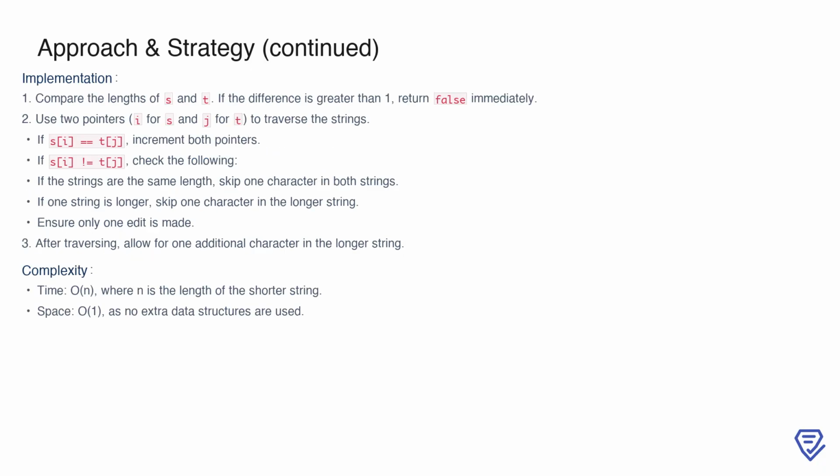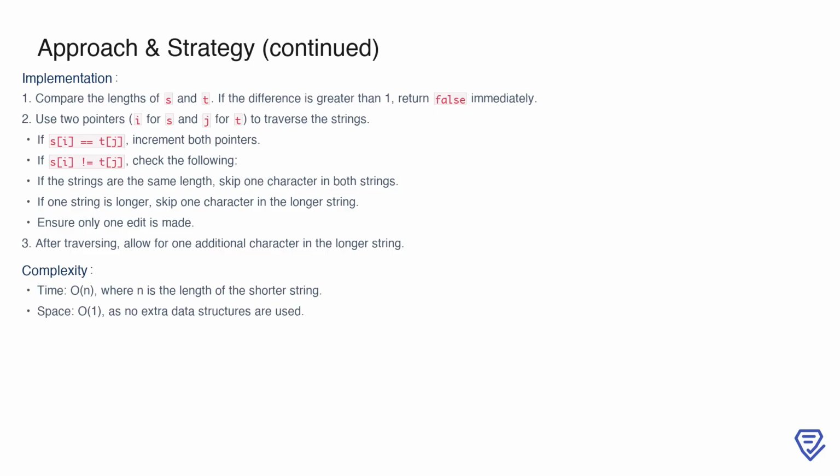To implement the two-pointer approach, we start by comparing the lengths of the two strings, S and T. If the difference in their lengths is greater than 1, we can immediately return false because they cannot be one edit distance apart. Next, we use two pointers, i and j, to traverse the strings. If the characters at the current positions of the pointers match, we simply move both pointers forward. However, if the characters differ, we need to make a decision.